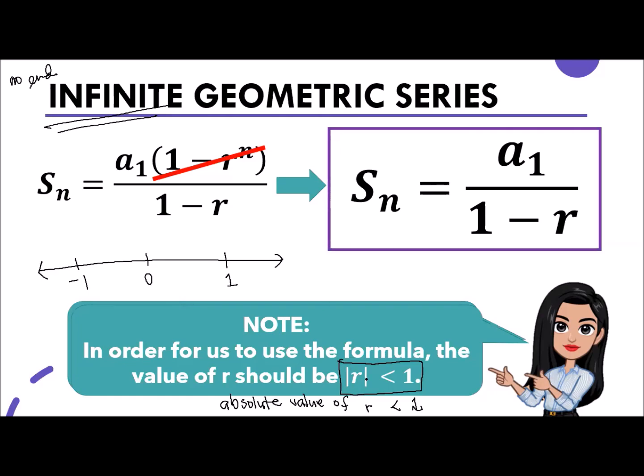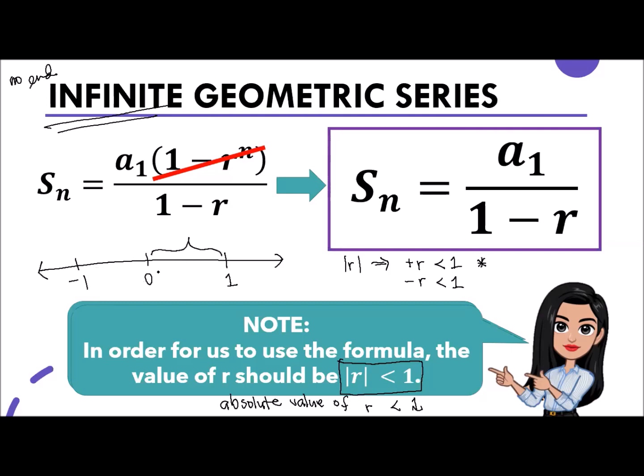So, di ba, the common ratio, the absolute value. Di ba pag sinabi nating absolute value of R, we are pertaining to positive value of R and the negative value of R. Okay? At dapat daw, yan ay less than 1. Ano ba ibig sabihin nito? The positive value of R should be less than 1. Ibig sabihin, mas mababa sa 1. So, ibig sabihin, nandito yun.